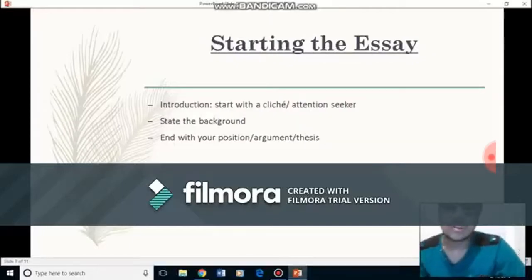So start the essay with the introduction, obviously, and try to start with a cliche sentence that is the attention seeker, so it makes it look good. Write the background of what you're gonna write and write down your argument at the end of the introduction. And then we move on to the body paragraphs.